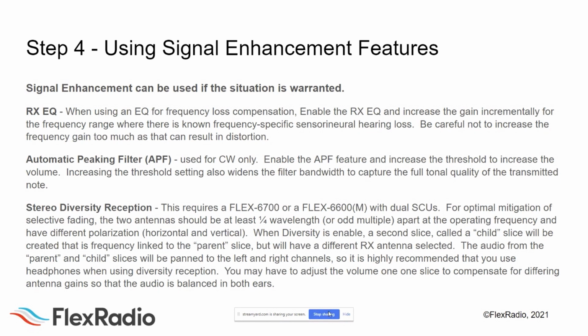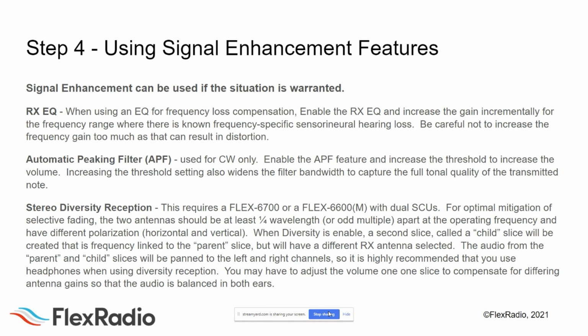I talked about the automatic peaking filter a little bit before, which is used only with CW. You can try turning on the APF, setting the gain settings, and see if you like the way that peaking filter sounds to your ear. Some people like it, some people don't. The people who like it love it. The people who don't, they just say it doesn't do anything for them. So unfortunately, there are no silver bullets where everything works for everybody. But we do have that particular feature in for CW.